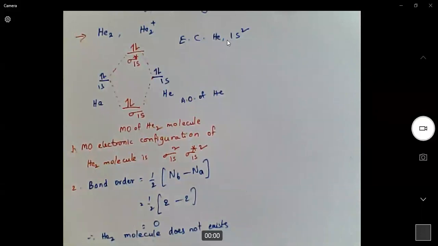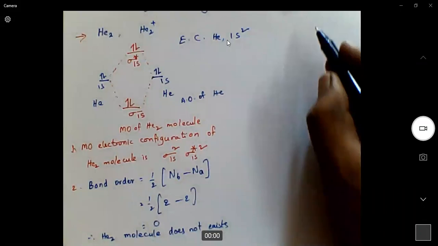Now what is its magnetic character? If the molecule does not exist, we don't need to predict its magnetic character, right? Right. So here we don't write its magnetic character.